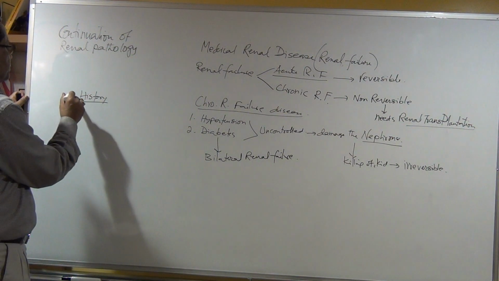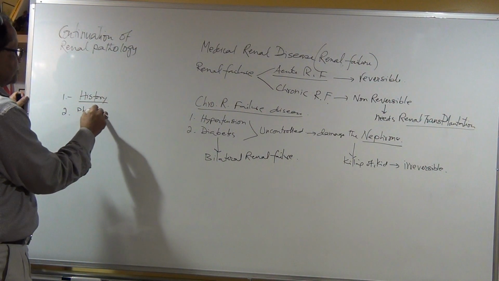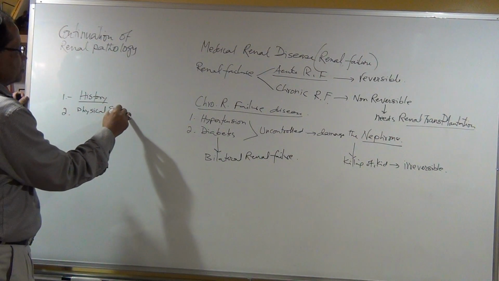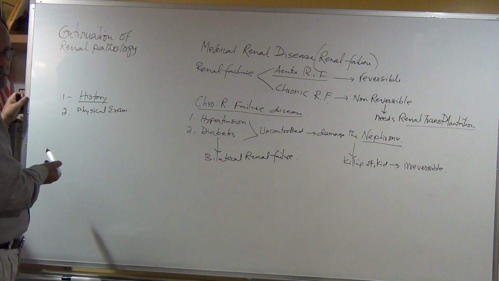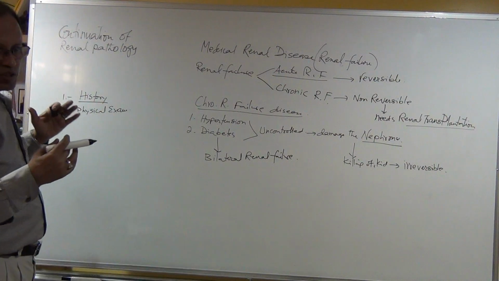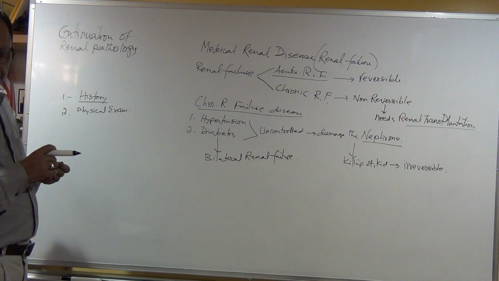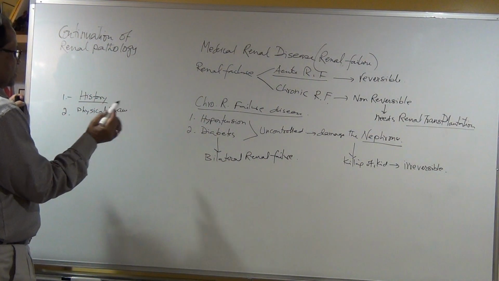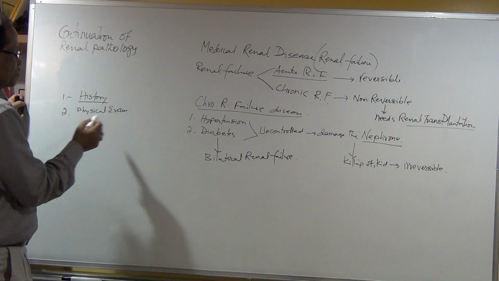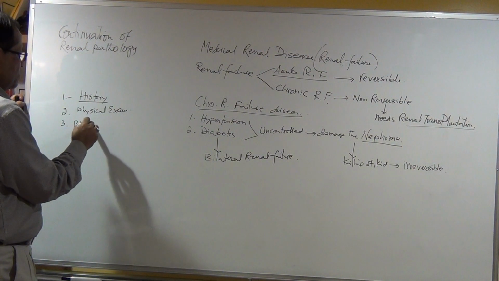Take the history, then the physical examination. Okay, you will see the patient is anemic. The patient is swollen because the whole body is filled with edema. In the physical examination you will see the renal failure signs. Then check the blood work.